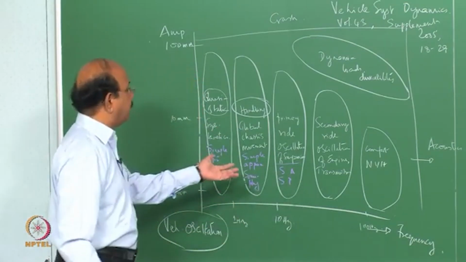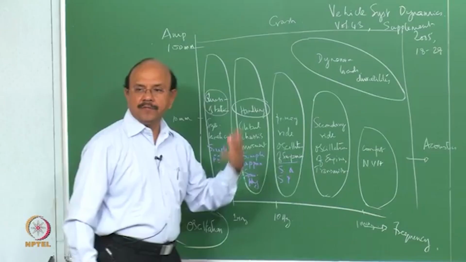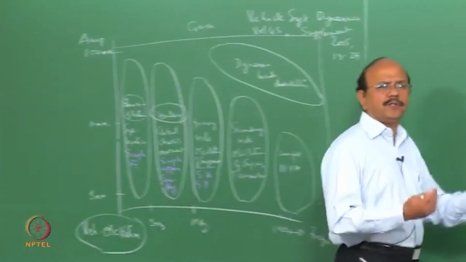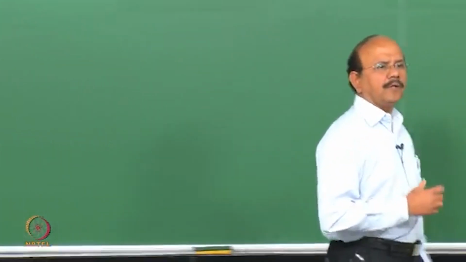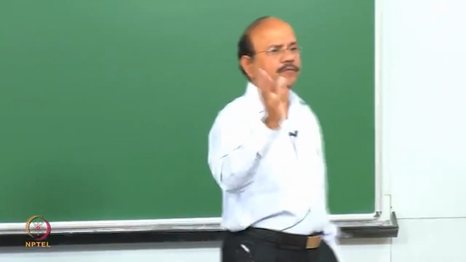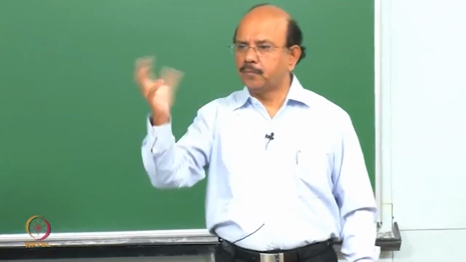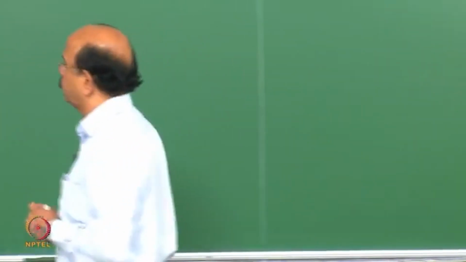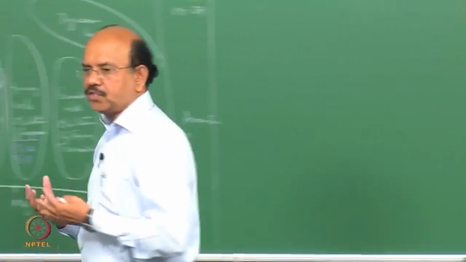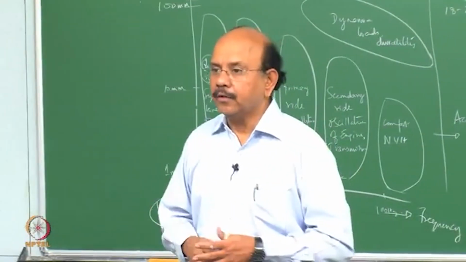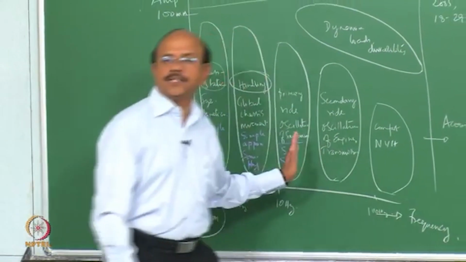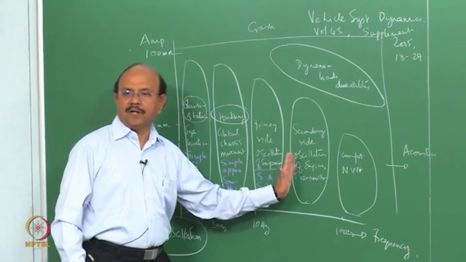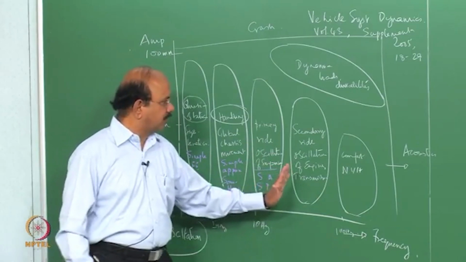For example, there can be oscillations of the engine, transmission, and so on, which may be at a much higher frequency, maybe about 30 hertz. There may be oscillations of the engine which may be transmitted, and your engine mounts may not be very good. Then the frequency of excitation due to these factors will be at a higher frequency, and that is what is called the secondary ride.